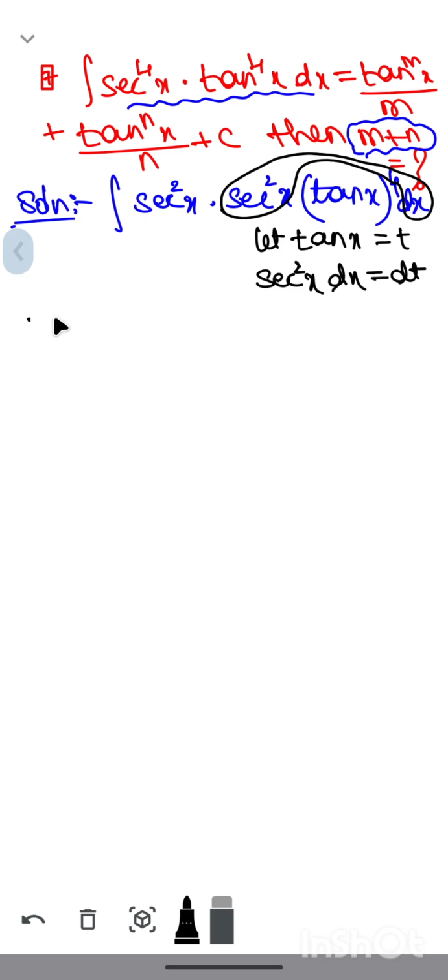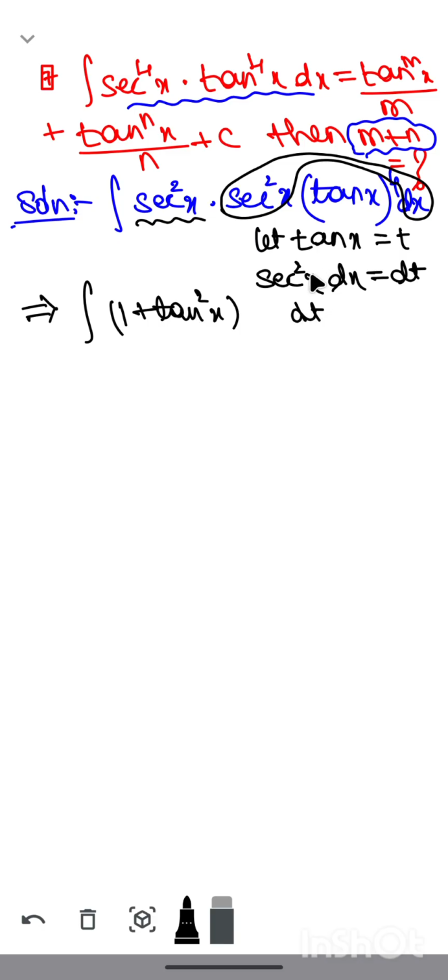Now you can rewrite the given question in terms of t. What will we get? The first term, secant square x, can be written as it is, but let us write this secant square x in terms of tan using the second trigonometric identity: 1 plus tan square theta is equal to secant square theta. So this secant square x can be replaced by 1 plus tan square x. Followed by this, secant square x into dx is nothing but dt, and tan x is nothing but t, whole power 4, so t power 4.